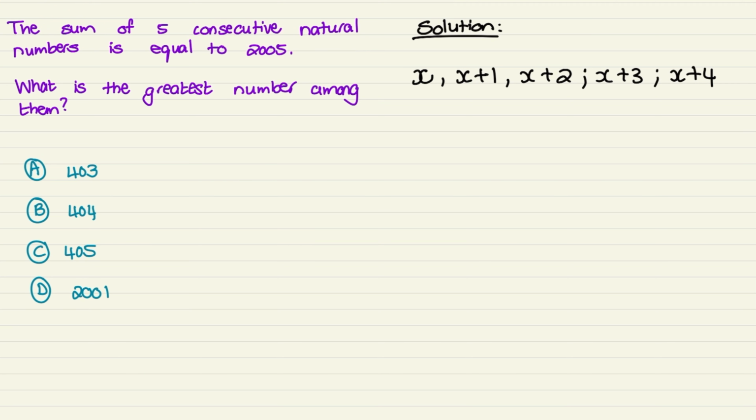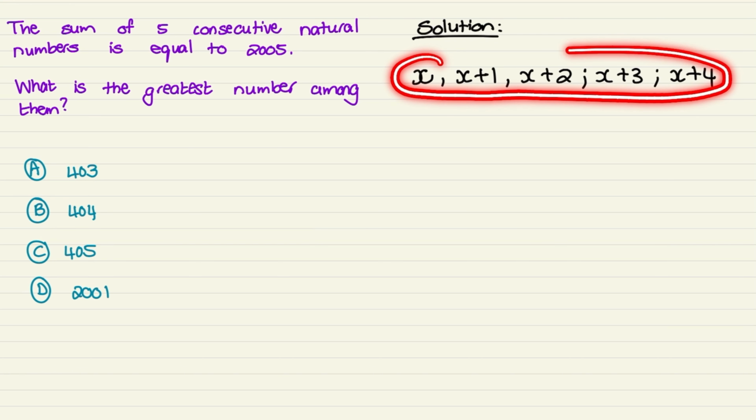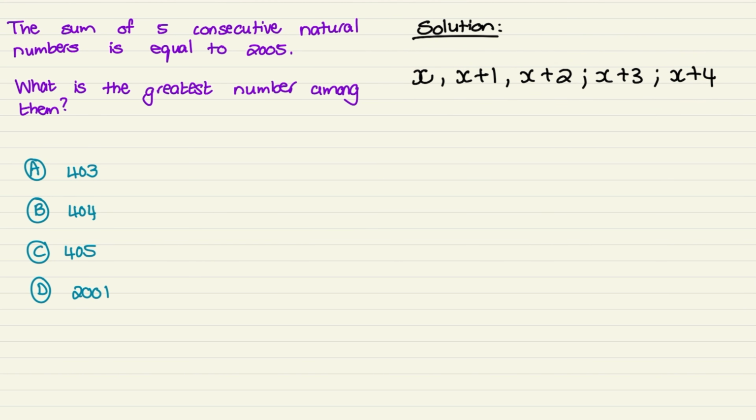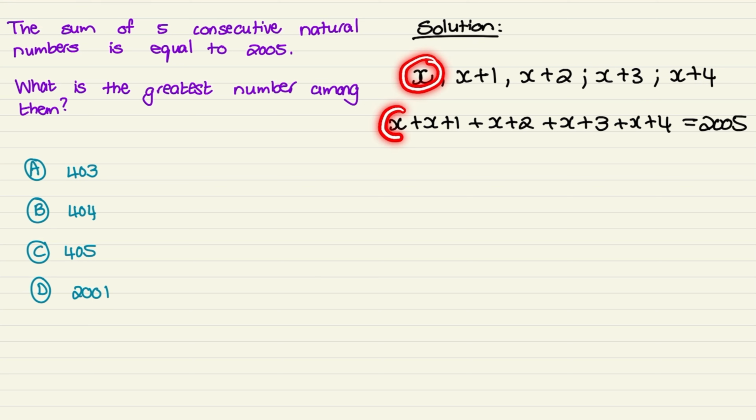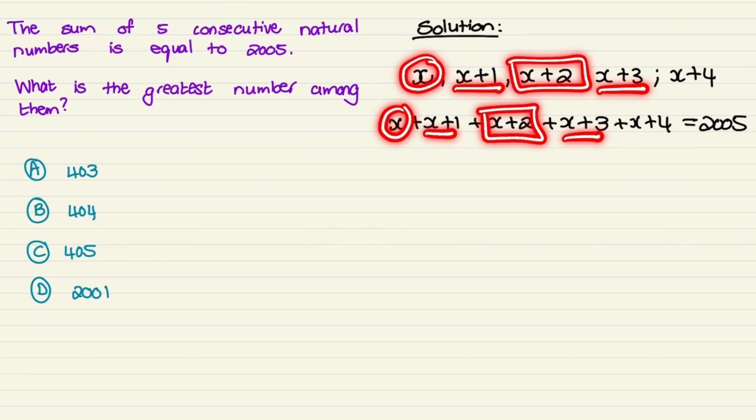So if I take these 5 consecutive natural numbers starting from x and I add them all together, so it's x plus x plus 1 plus x plus 2 plus x plus 3 plus x plus 4, that is equal to 2005. And can you see we have each of the numbers represented in our equation that we have just created.